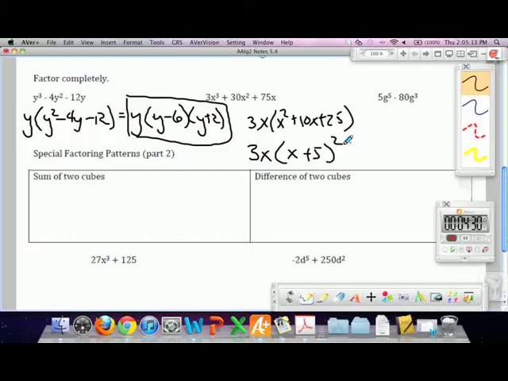Similar game. What's in common? 5. And how many g's is the most in common? 3 of them. And when I divide out 5g to the third, I'm left with g squared and 16. If this isn't already jumping out at you as a special factoring pattern, it should. How does this factor without using a box and diamond, without guess and checking? How is this supposed to factor? Alex?